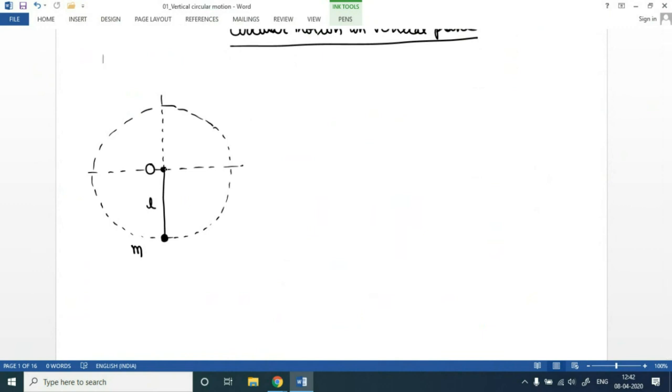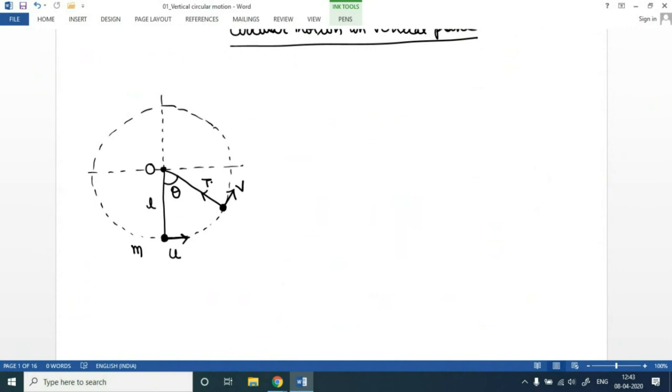In order to study this problem, let's say this bob is projected with some initial velocity u. At any instant, let's say it continues with circular motion, the string is like this, the bob is here, and the string makes an angle theta with the vertical. At this instant, we are interested in what the velocity of this particle would be, and what the tension in the string will be. These are the two major things we want to find out. So how are we going to find these two quantities?